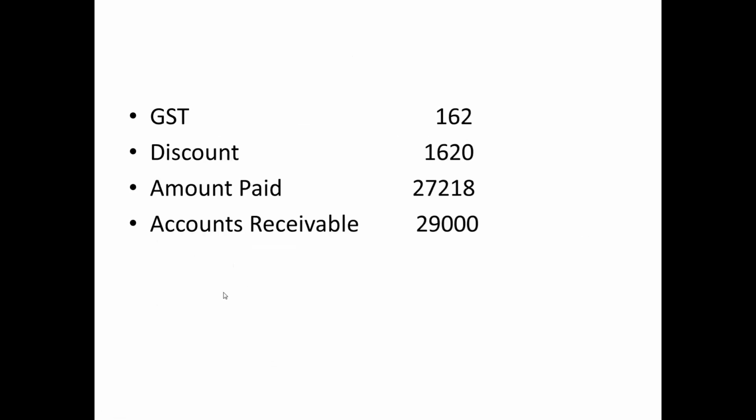So now when we look at the total amounts in the transactions, where do they come from? GST 162, the actual discount is 10 times that, 1620. They paid us a cheque of $27,218. Now we add all of those items up, and that's what their accounts receivable will reduce by, and that will be $29,000.